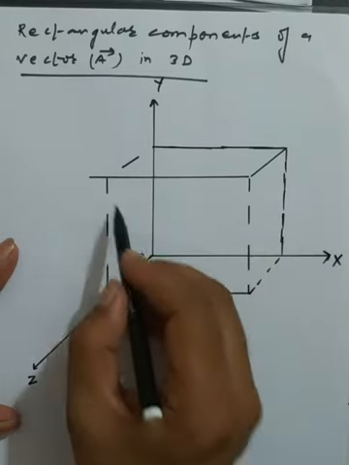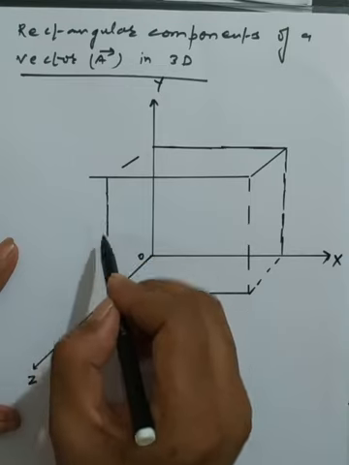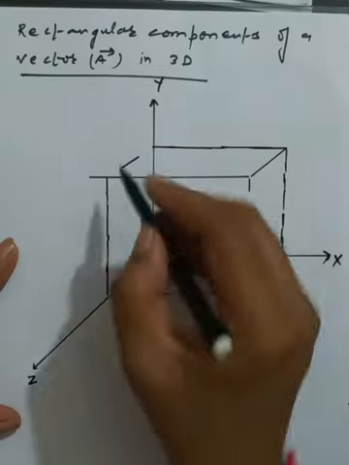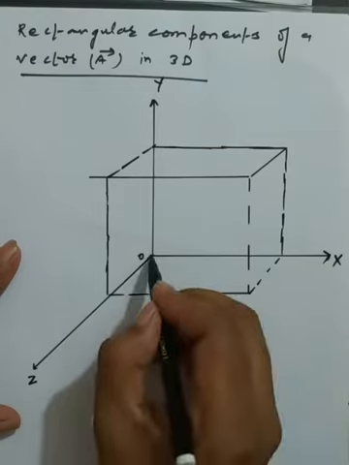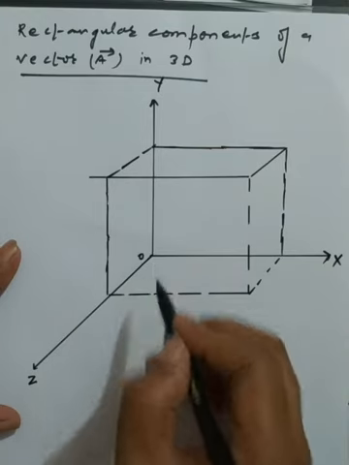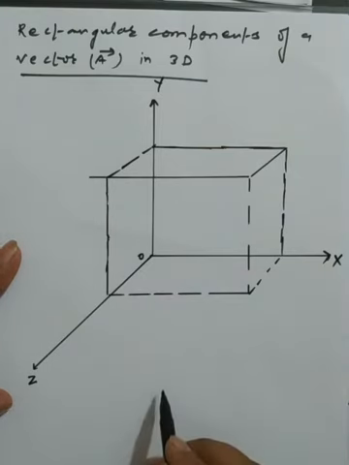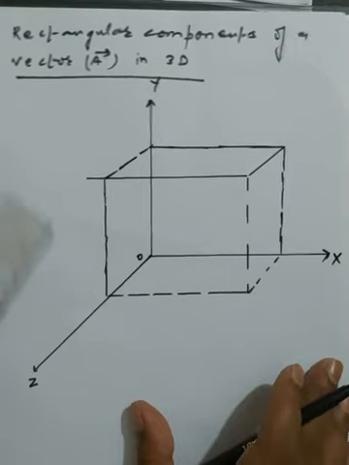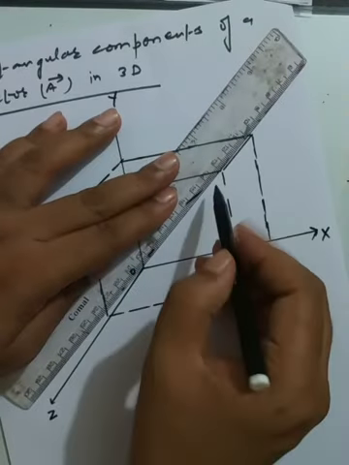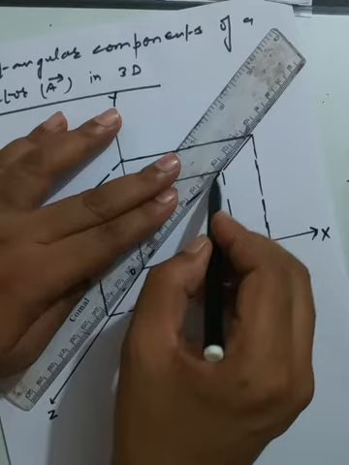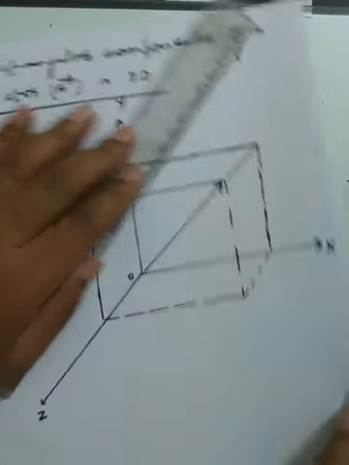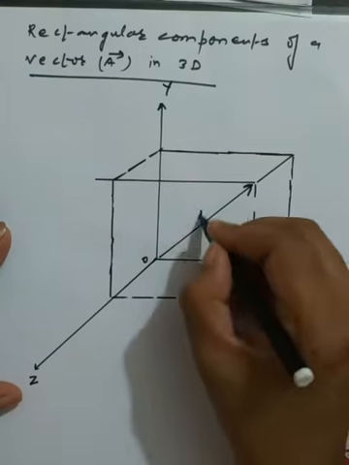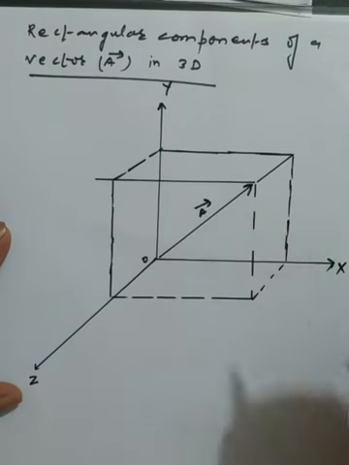Then after that I am completing another portion, and I am also giving names to it. So this one is the center, that is the origin O of the three mutually perpendicular axes, and I am representing a vector by the diagonal. Now here we have the representation of the vector A in the xy plane.